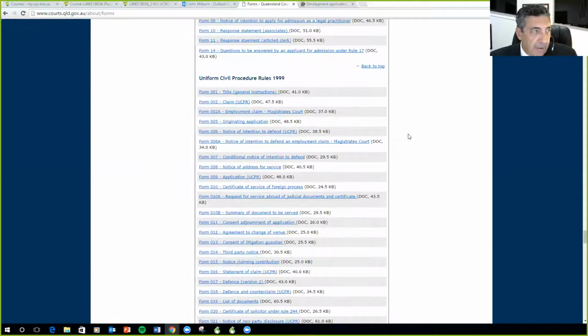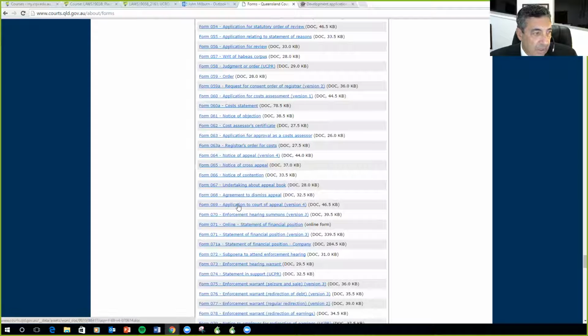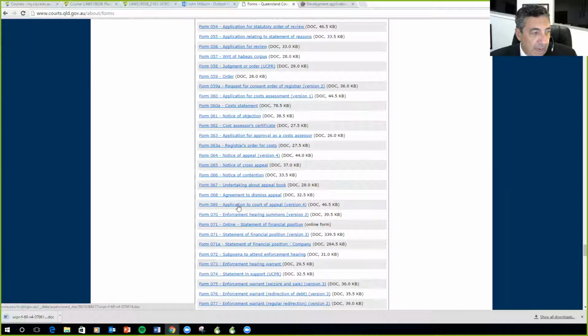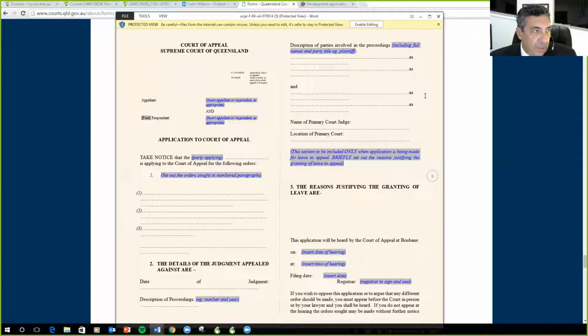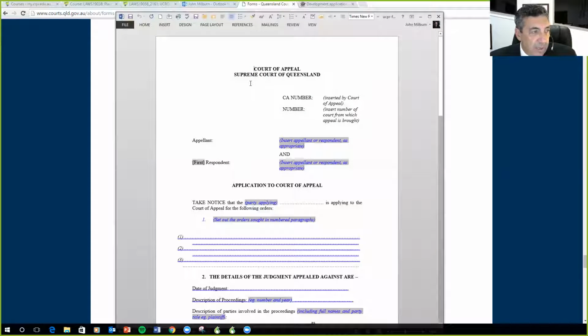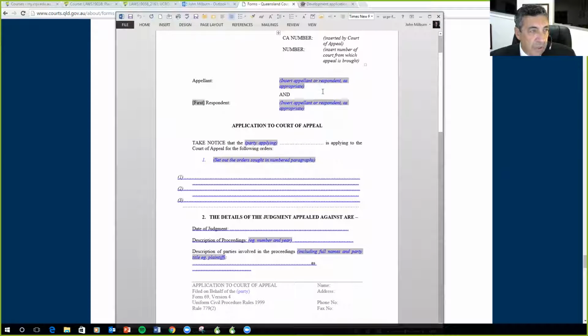So if we pan through the UCPR forms down to form number 69, you'll see that's an application to the Court of Appeal. And if we call up that Word document, it guides us in some way as to what it is that we need to think about in determining this question of appealing from the Planning and Environment Court to the Court of Appeal. So the first thing you'll notice is that it's a Court of Appeal which is a division of the Supreme Court of Queensland. The appellant is the party that wishes to appeal the decision of the Planning and Environment Court. The respondent is the other party.